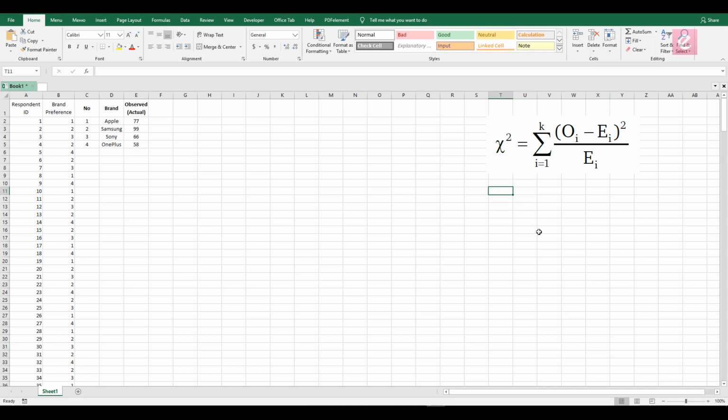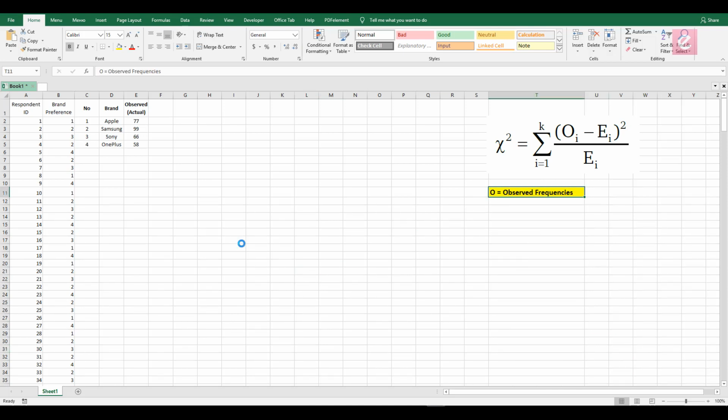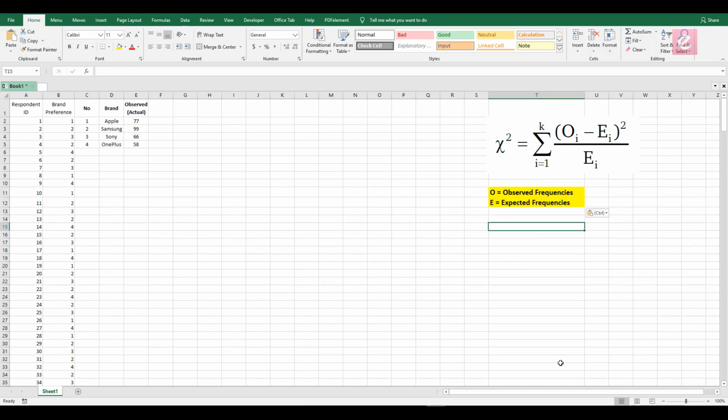O means observed frequencies that we already have in the table. E is the expected frequency. Now we are going to calculate the expected frequencies. Expected. Then centralize it and bold it.